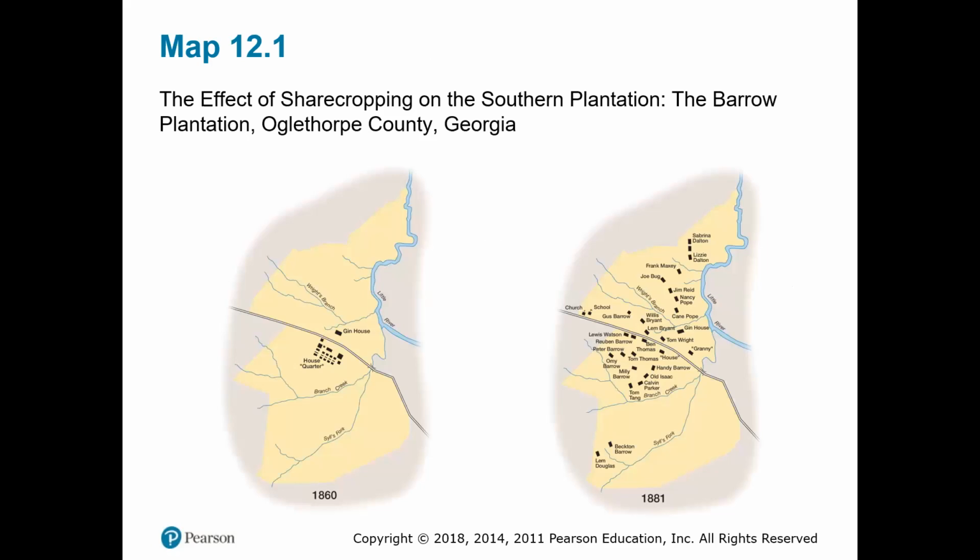This is a county in Georgia. And so looking at plantations, which would be 1860, and then by 1881, that's the sharecropping map.